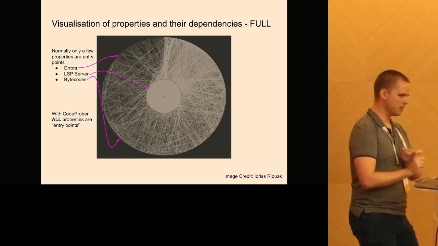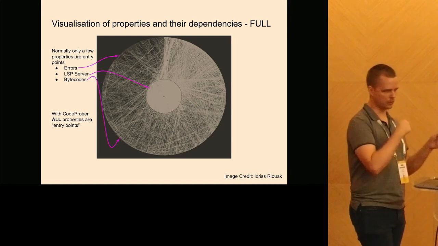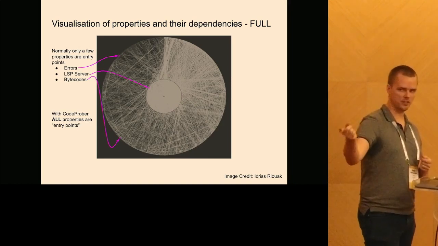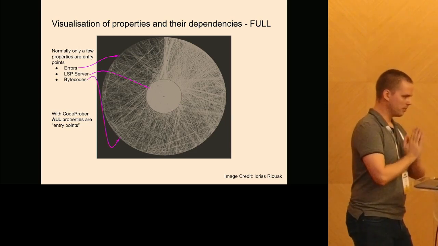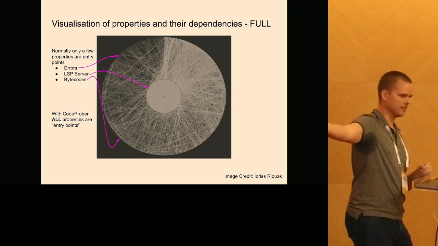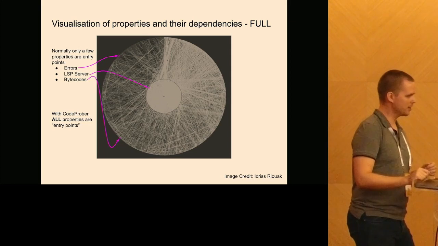Perhaps you can run the type checker to generate semantic errors. Perhaps you can start a language server to interact with it that way. Or if it's a compiler, you can, well, generate code. Bytecode in this case, could be assembly code as well. With CodeProber, instead of having like 3 or 4 entry points, you have all of them. Everything becomes interactable. I'm very biased, but I think that's pretty cool.